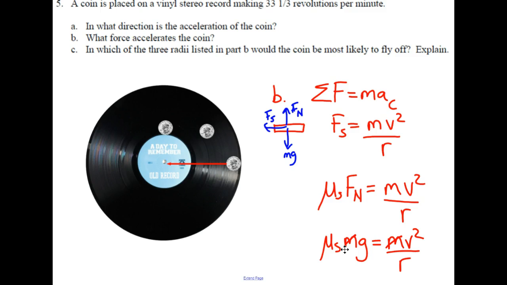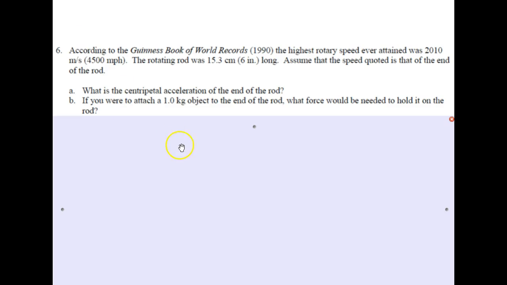So the coin where it would be most likely to start sliding and fly off would be the coin towards the center, the smallest of the three radii. Okay? All right, number 6.